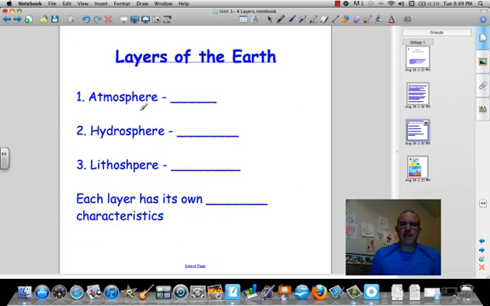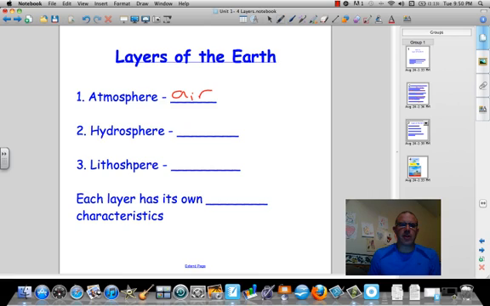So the Earth has 3 distinct layers. So not all land layers. The land layers are divided itself. But first we have our atmosphere. It's a protective layer. It's the air that we breathe, and it does protect us from harmful UV radiation also. So the atmosphere is the air layer. A for atmosphere, A for air.